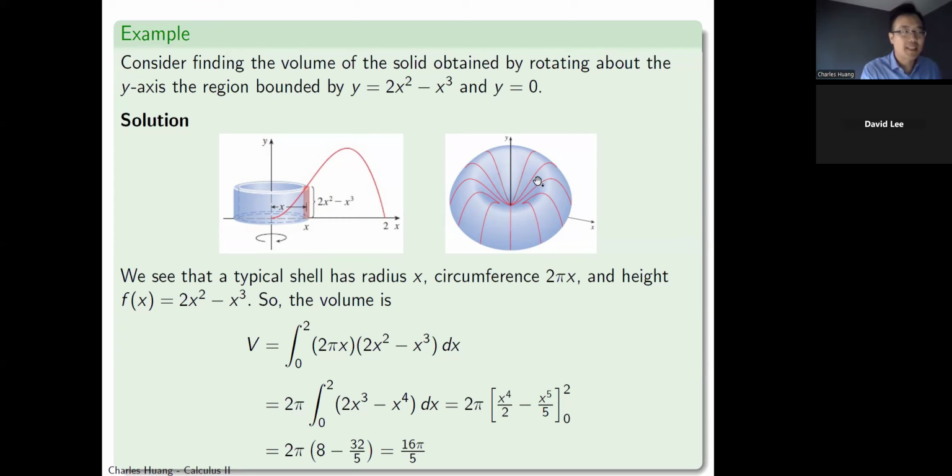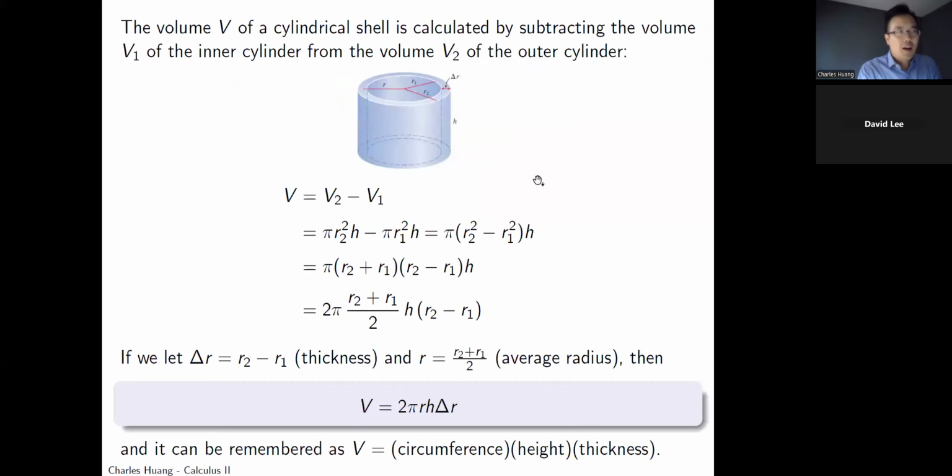Once you rotate it, what we're going to do, instead of doing a slice and a cylinder, is do a ring shape. We're going to do something called a cylindrical shell. And if I need to find out what the volume of this shell is, we're going to imagine a big cylinder on the outside.